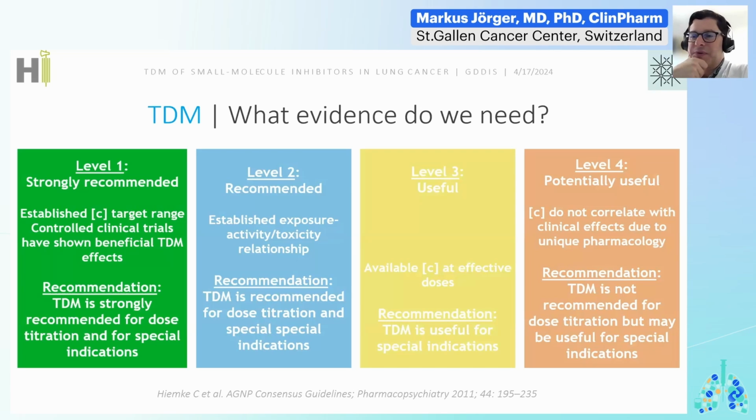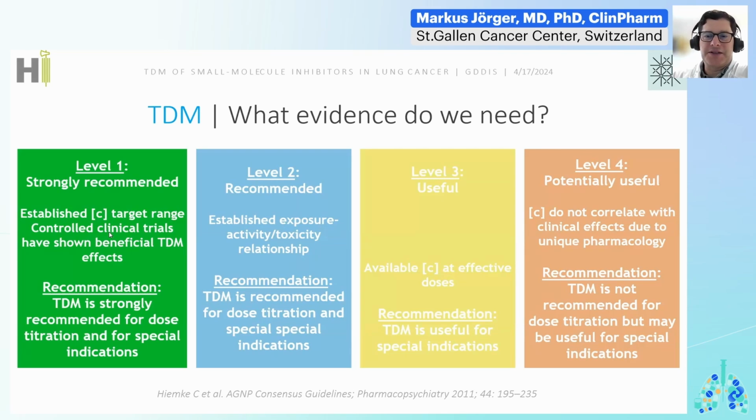And of course, within these groups, we considered very heavily what are good guidelines to apply for TDM in oncology. And colleagues from the psychiatric field published some guidelines on TDM. So they are going a little bit ahead because there in psychiatry you have many situations that use TDM. And here are 4 levels of TDM recommendation. You can see strongly recommended, level 1, here.